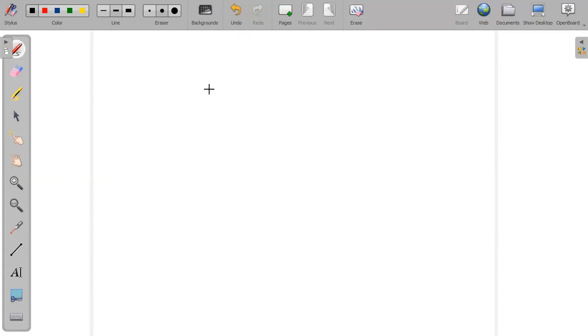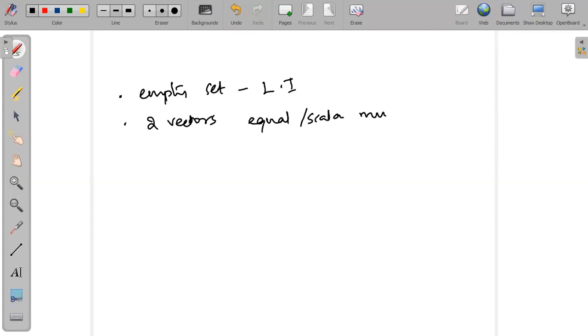And so we have other results: the empty set is always linearly independent. And if any two of the vectors are equal, or one is a scalar multiple of the other, we can say that the set is linearly dependent. Again, as in the very first result, if any one of the vectors is a zero vector, then the set is said to be linearly dependent.